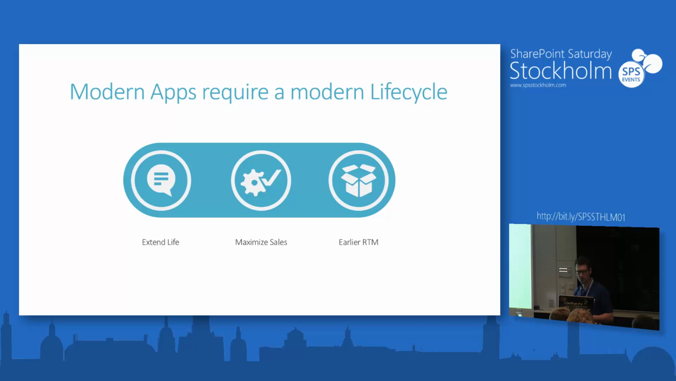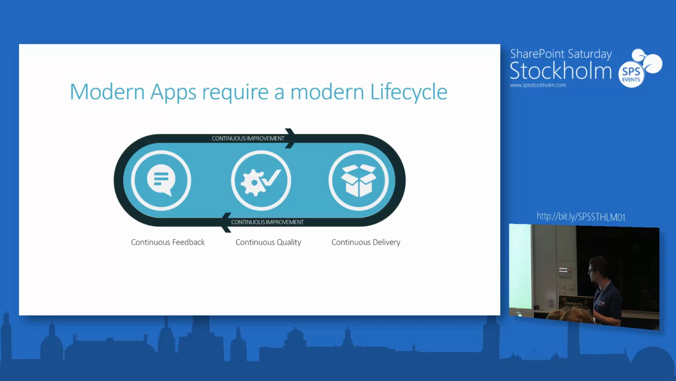Well, modern apps require a modern life cycle. So if you look from right to left, you'll see early RTM, maximize sales, and extend life. And how does this relate to ALM terms? It means continuous delivery, continuous quality, and continuous feedback. All part of what Microsoft recognizes as continuous improvement.